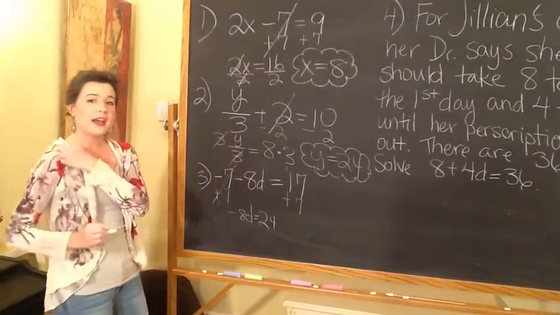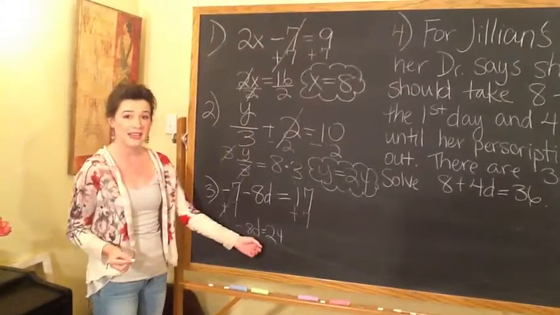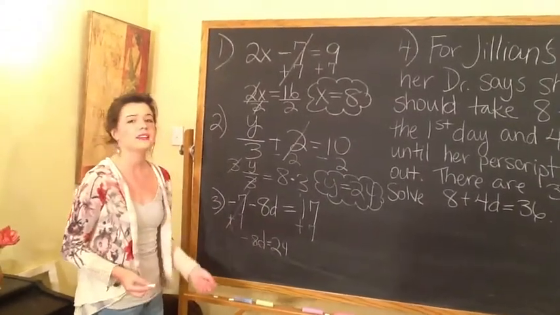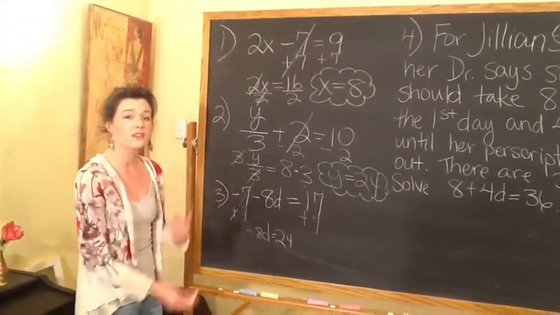Now we're going to divide, because we're multiplying by negative 8. So we want to get rid of the 8, so we're going to do the opposite operation, the inverse operation.